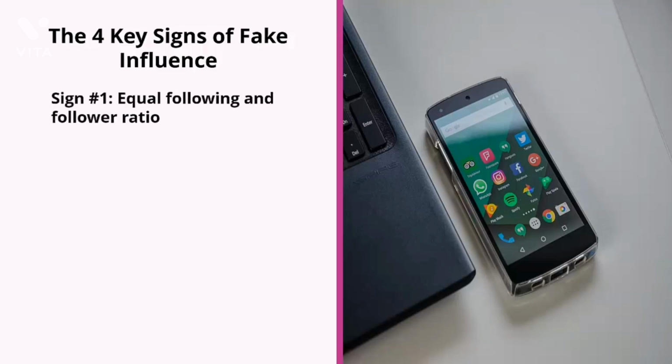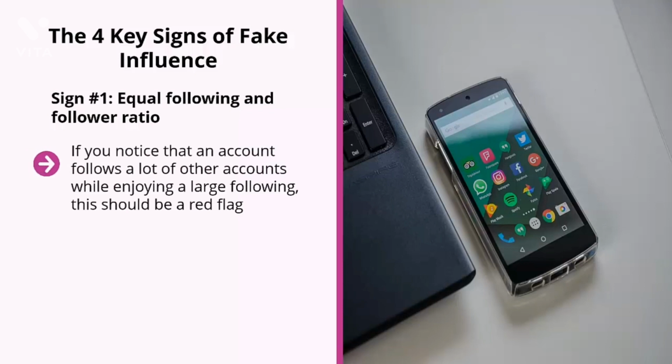Sign number 1, equal following and follower ratio. If you notice that an account follows a lot of other accounts while enjoying a large following, this should be a red flag. Chances are they just followed a lot of accounts, so these other accounts would follow them back. Those people may be real, but they're not interested in what this account is posting because they're just following back out of courtesy. That's fake influence.